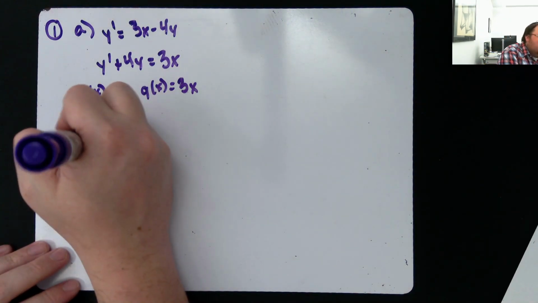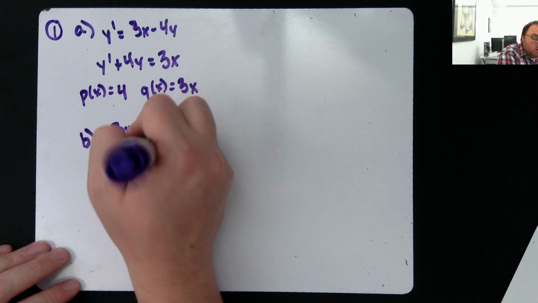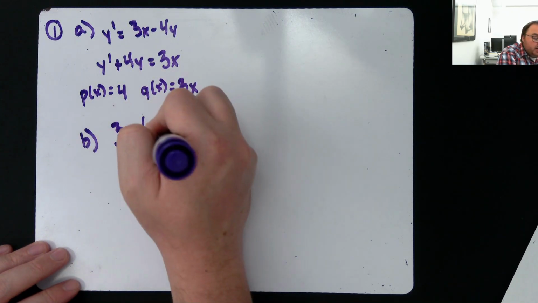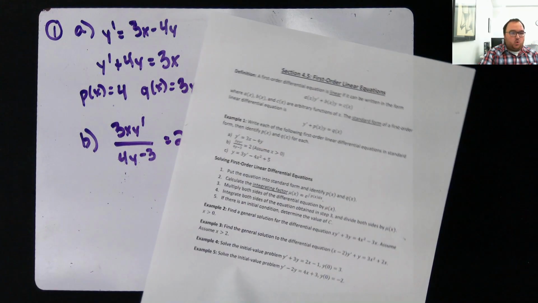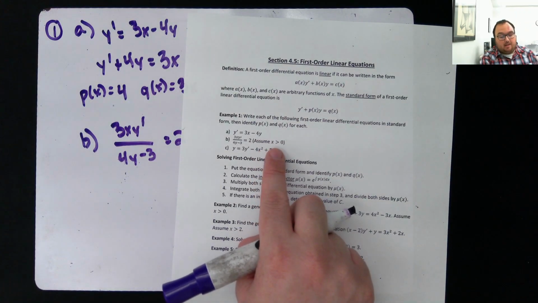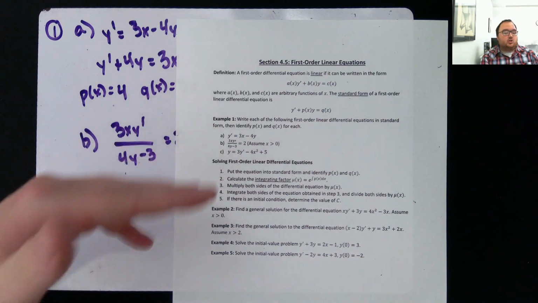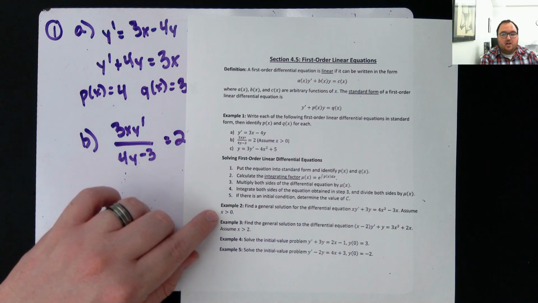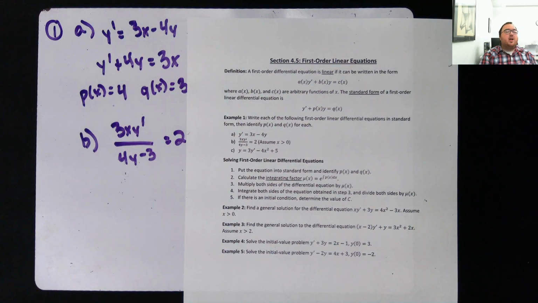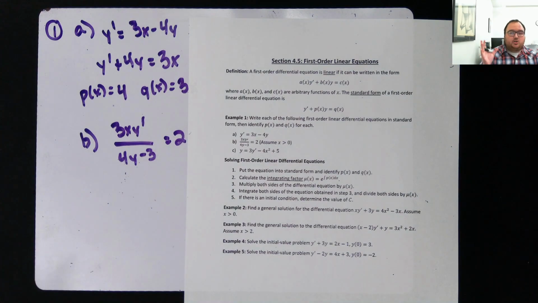Part B is 3x y prime over 4y minus 3 equals 2. Notice it says on here, for those of you who have it, assume x is positive. When we get into solving them, I'm going to explain why I need that there, like I have it here and I have it there too. I'll explain why whenever we get there, but for now, just know that it doesn't change what I do. It doesn't change the process.